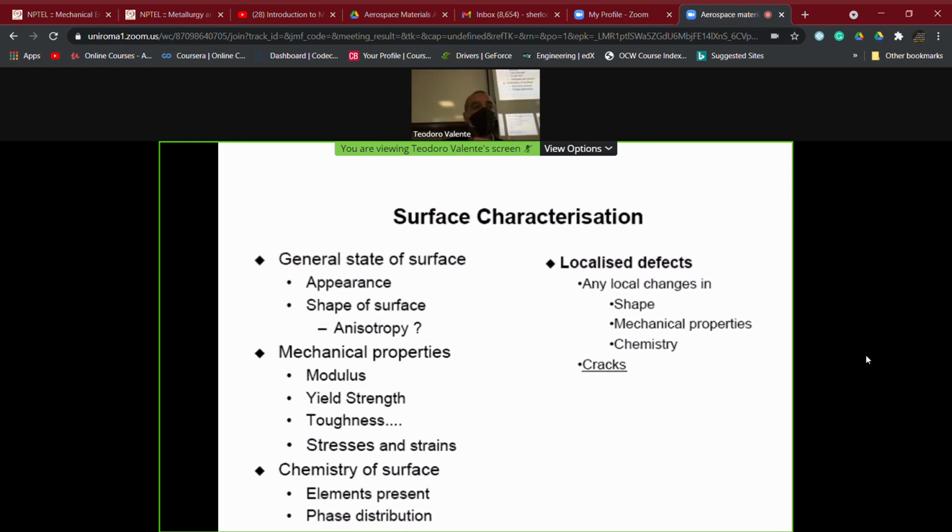what is the composition of the surface in terms of, for example, elements which are present or phase distribution; which defects can pre-exist or can eventually be induced by the modification techniques, for example changes in shape, in mechanical properties, in chemistry, or eventually defects that we already know now, which are called cracks, so very important for fracture mechanics topics, for the lifetime when, for example, we have fatigue, as we have seen last time.